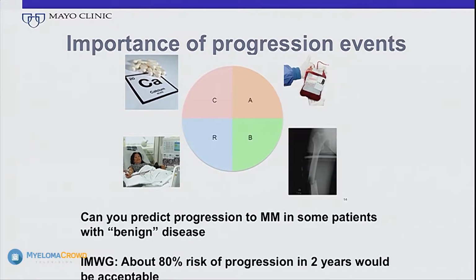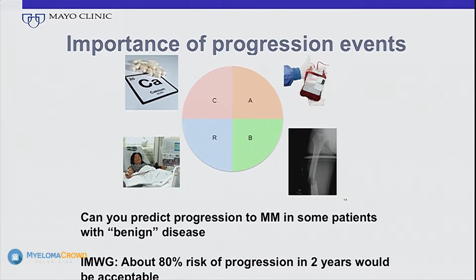Now, the criteria has changed recently because we realize that there are some patients who have smoldering who have a significant risk for progression in the short term. So the International Myeloma Working Group got together and decided we need to refine this a little bit further.